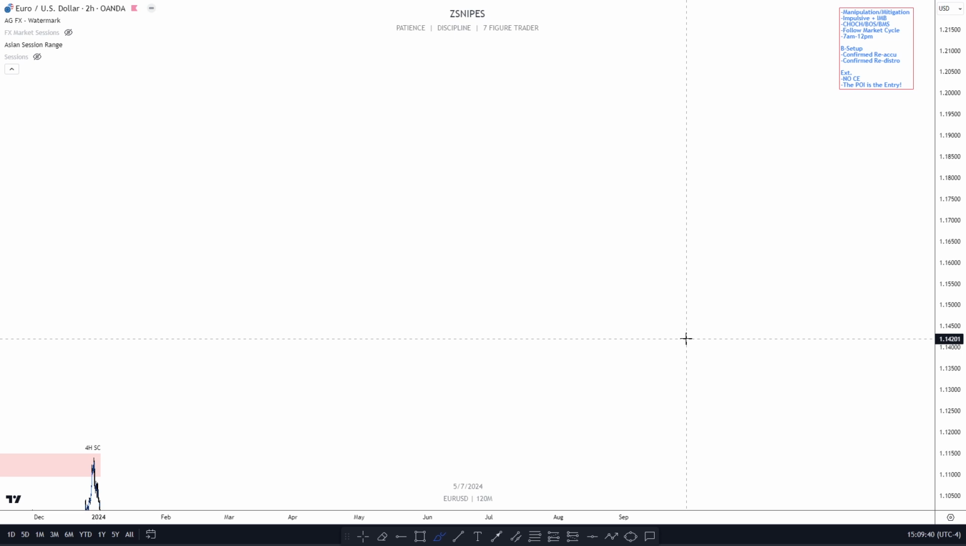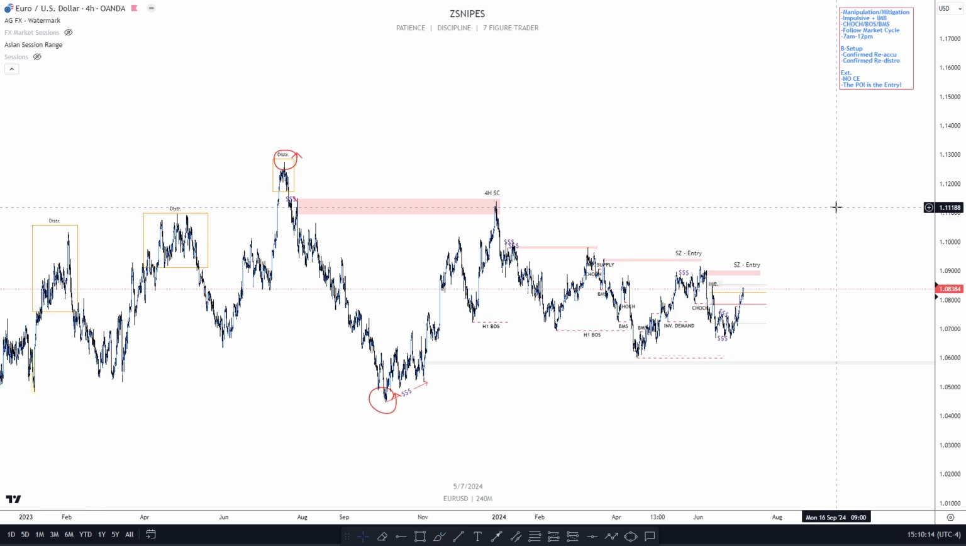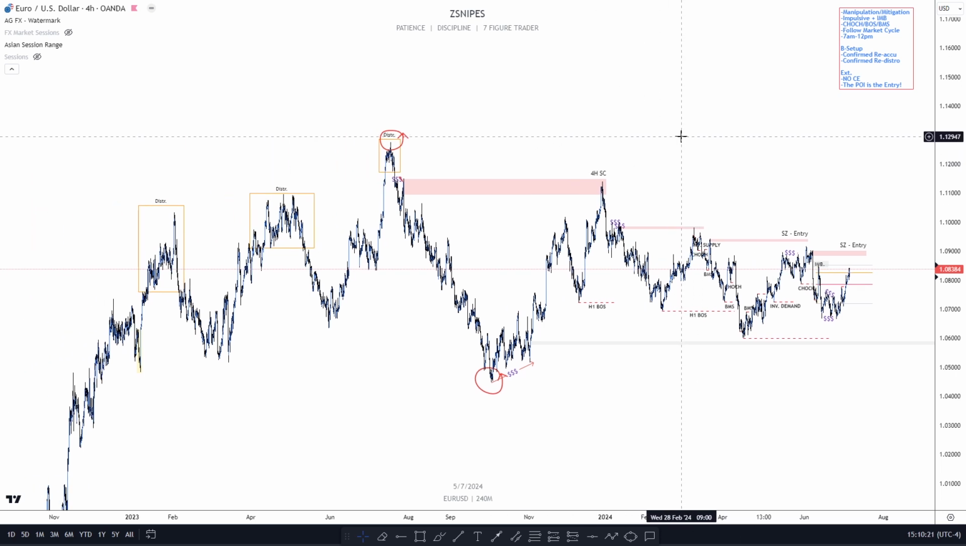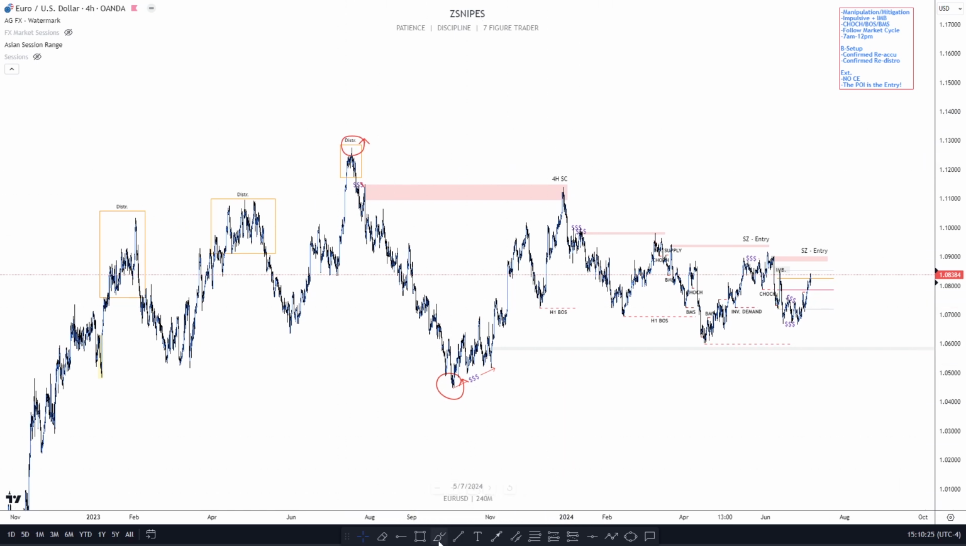So why is this important? Market structure is important because it's going to give you the direction and it's going to tell you who's in control of the current market. So for example, here we're going to use EU. Now EU here, we can see we have a bearish leg. I'm on the 4 hour time frame right here. You can see we have a bearish leg to the downside.